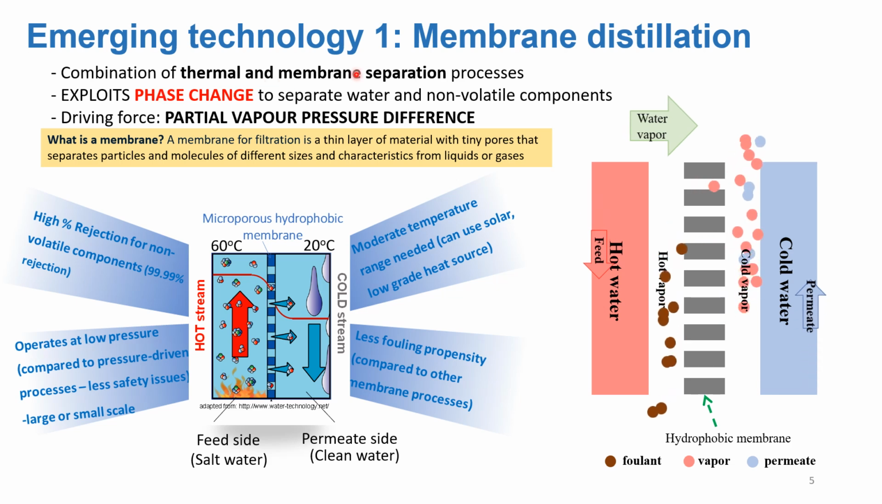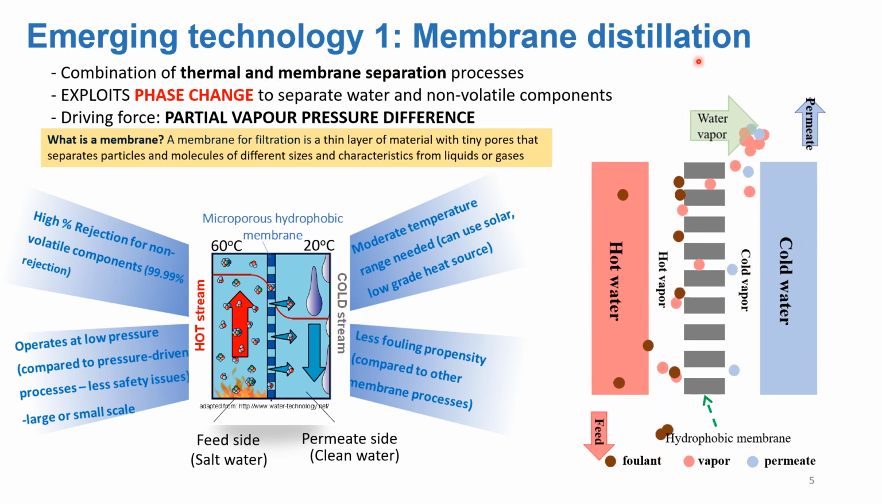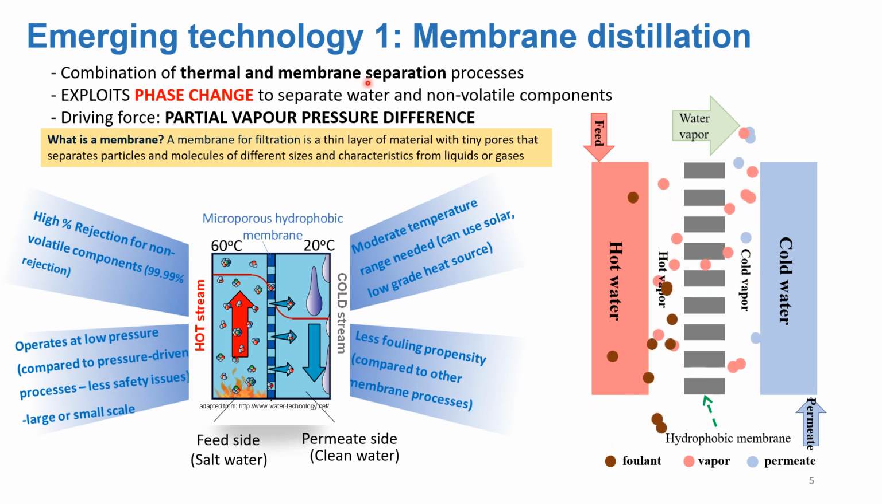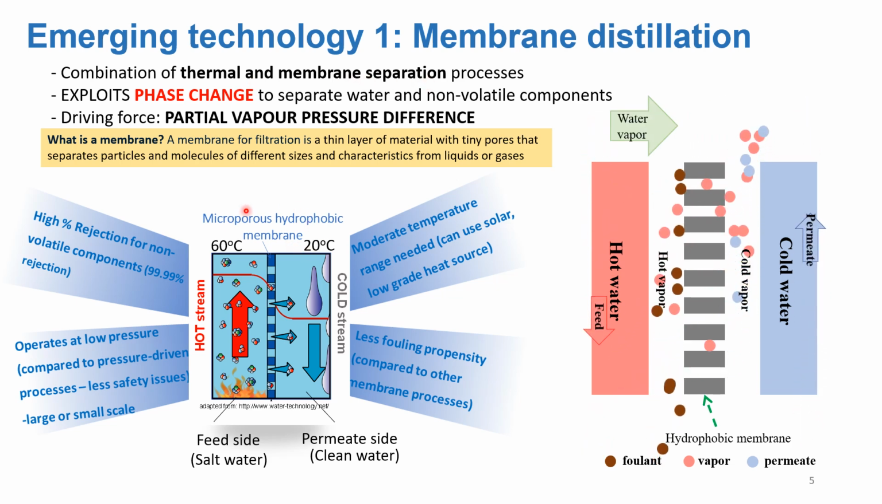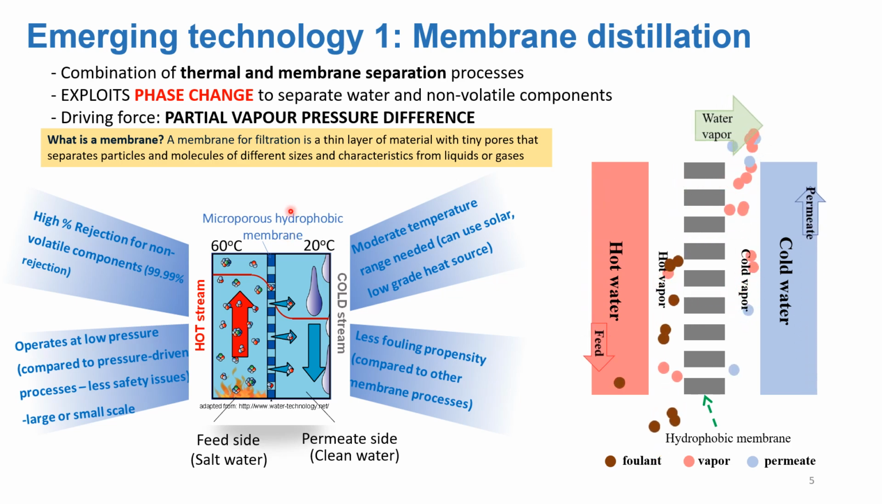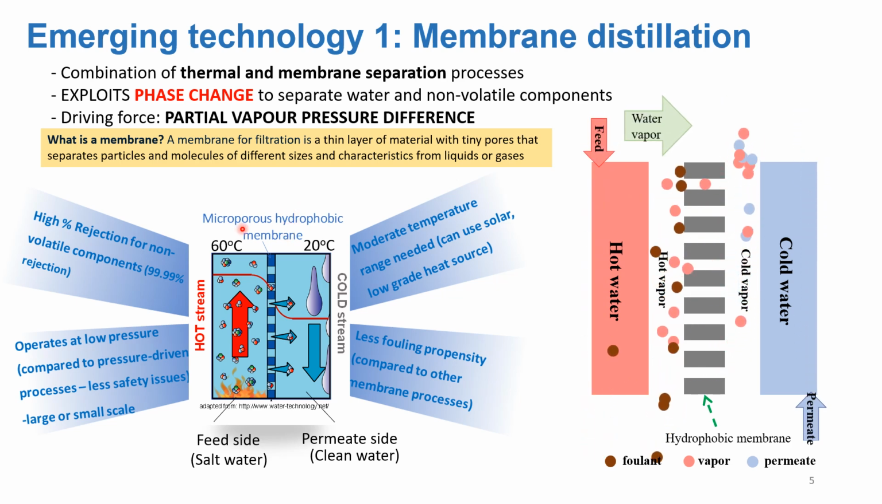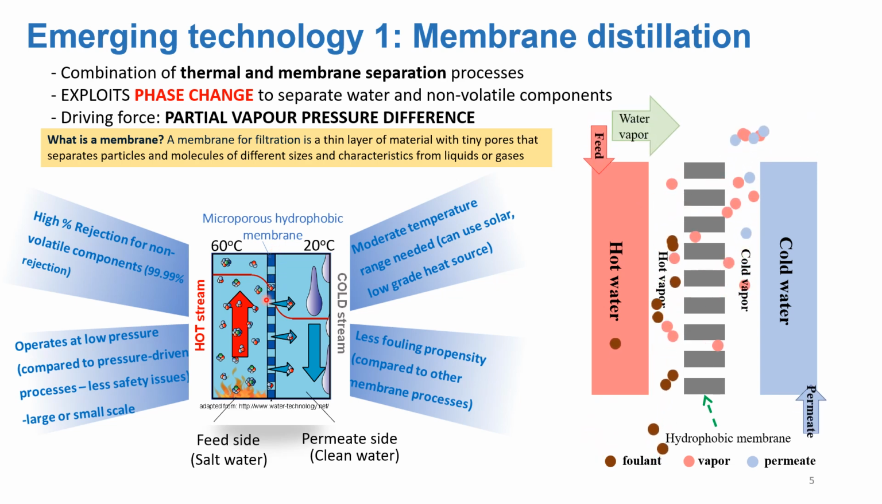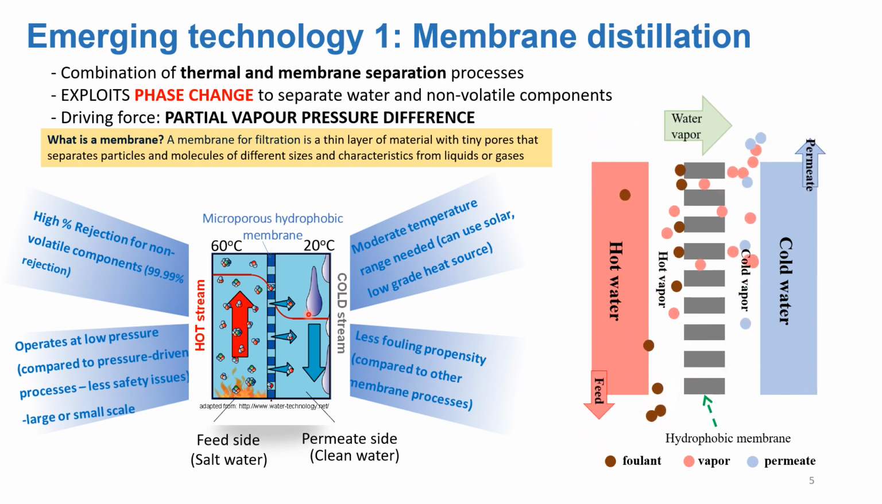So the first emerging technology is called membrane distillation, or MD. In this process, it combines thermal and membrane separation into one. As you can see from this figure and in this animation over here, in MD, the one requirement is to use a microporous hydrophobic membrane.